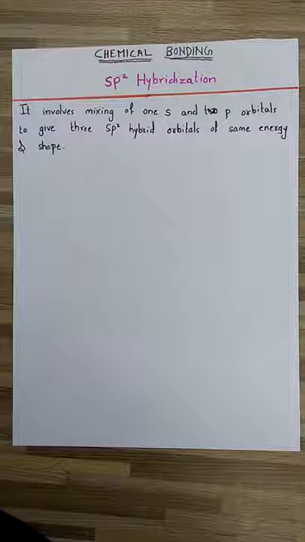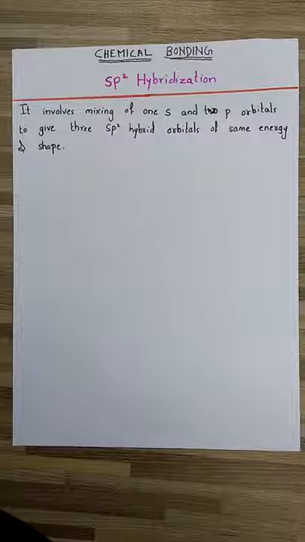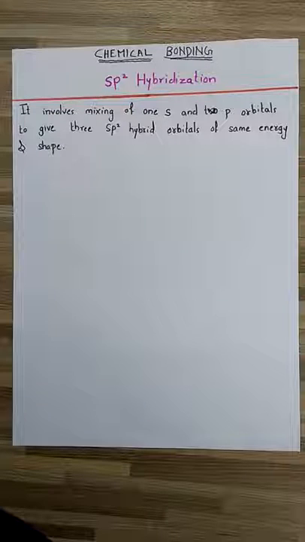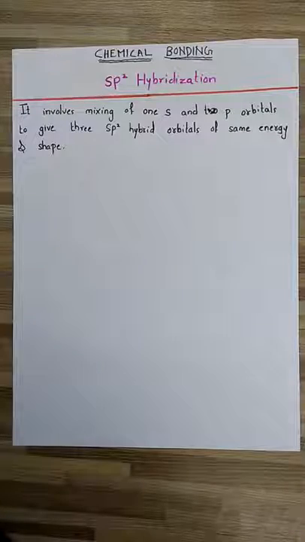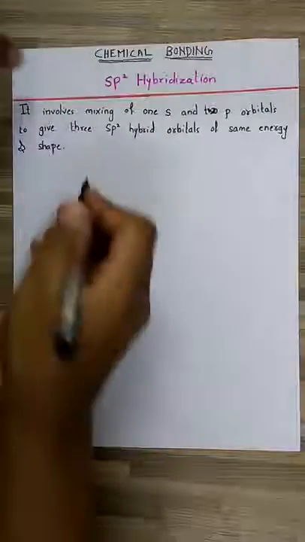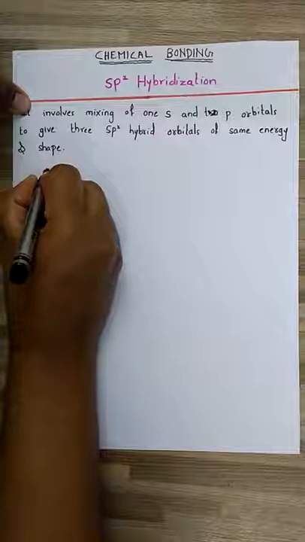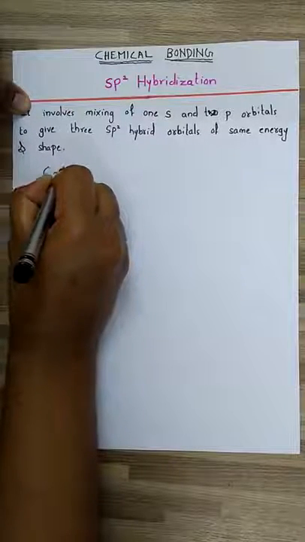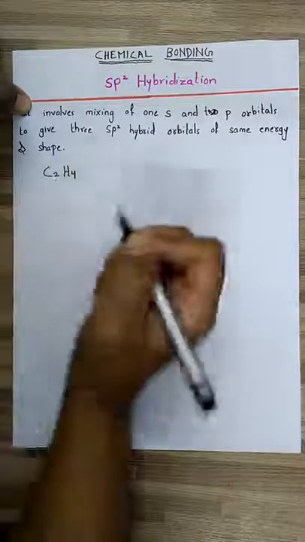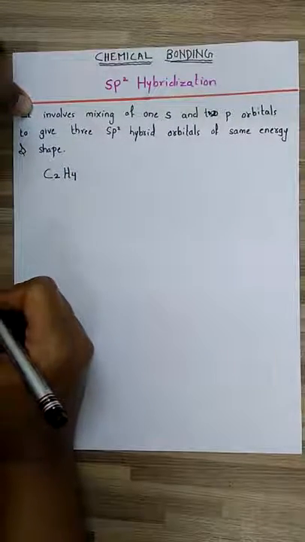What is sp2 hybridization? sp2 hybridization involves mixing and recasting of one s and two p orbitals to form three new sp2 hybrid orbitals which are same in energy and shape. Let us understand it with the help of an example. Let's take the example of ethene. Molecular formula of ethene is C2H4. It is made up of 2 carbon and 4 hydrogen atoms.